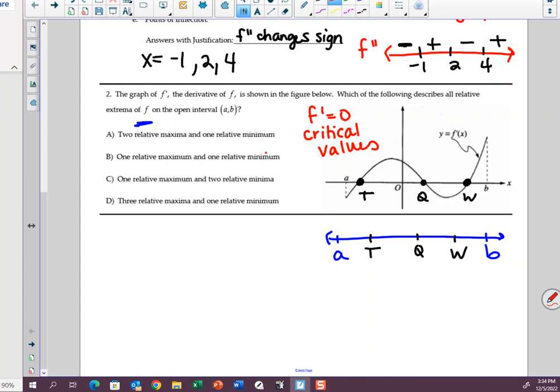From A to T, f prime is negative. From T to Q, f prime is positive. From Q to W, f prime is negative. From W to B, f prime is positive. This is f prime, in the right order. Deciding whether f prime is negative or positive is me talking about f prime values being below or above the x-axis.